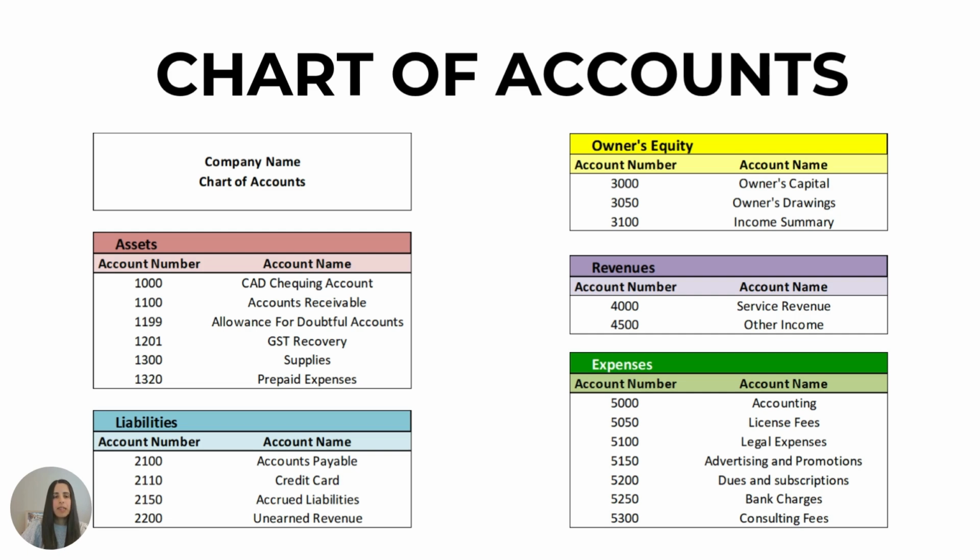Generally, assets start with account number 1, liabilities start with 2, owner's equity starts with 3, and then revenues and expenses can vary. Sometimes revenues start with 4, sometimes with 5, and then expenses can start at 5 or start at 6. It depends on the company's structure and how many accounts they have. So you see, we have some asset accounts like checking account and accounts receivable, and then liabilities will have accounts payable. And you can see all the account numbers used are unique, so there will be no duplicate account numbers used.